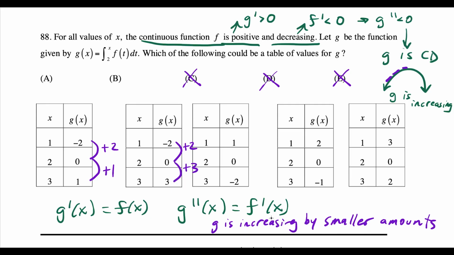But remember what we said, g has to be increasing by smaller amounts. So notice this function is increasing by 2 and then by 1. So this function is increasing by smaller amounts, so it's definitely going to be choice A. That's why choice B is out, because this function is increasing by increasing amounts. So this would represent something concave up.